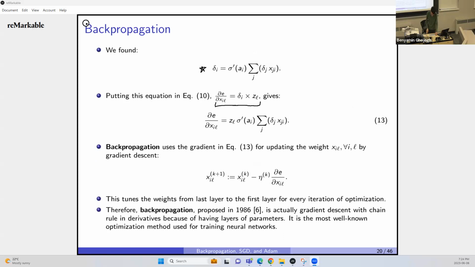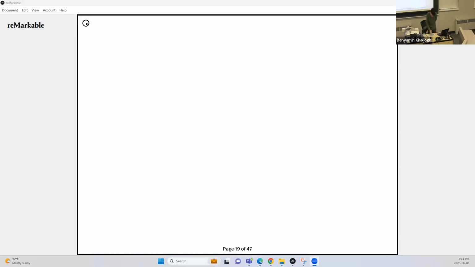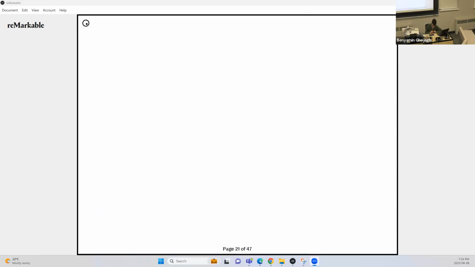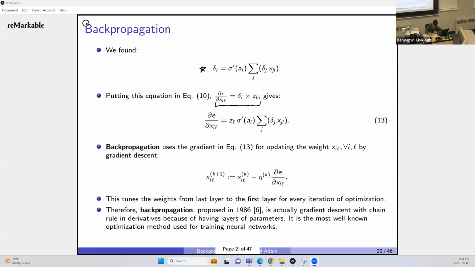Let me go back for you to recall. This was equation 10. It had delta I in it. So I substituted delta I, which I found in this equation. This is what I found for delta I, so I put it here. Then what happens? This is ZL, and this is delta I.